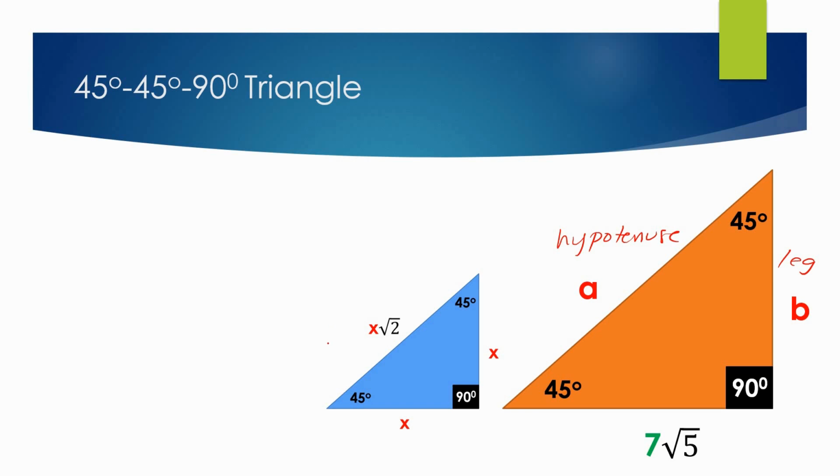Okay. Now, to solve for this one, remember, according to the definition, both legs have the same measurement. So that would mean the value of your B is equal to 7 square root of 5.